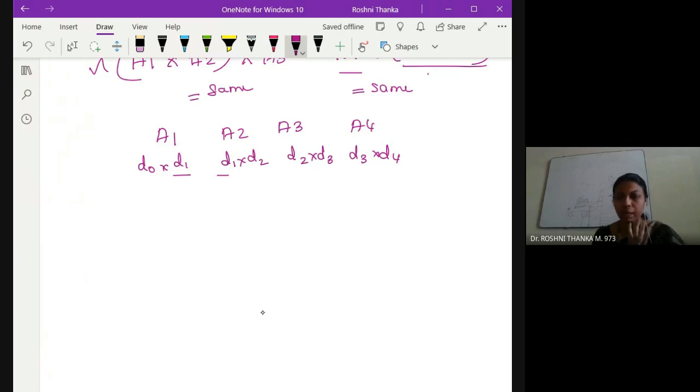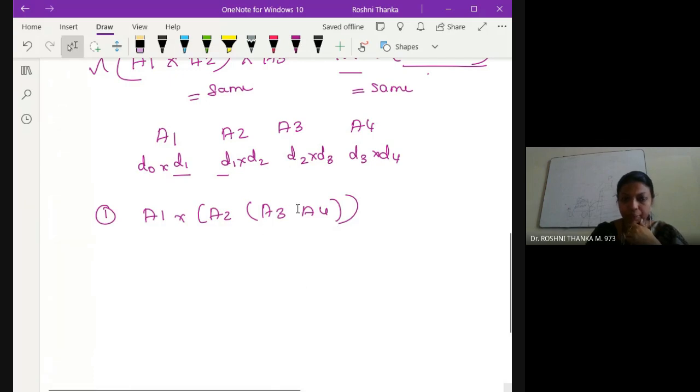So now, when I have four matrices, what are the different combinations I can have? Here, I can have five combinations. For example, I can do it like this: A1 into A2, and then A3, A4. This is one combination. What does it mean? First, A3 and A4 will be multiplied. The result we get from there will be multiplied with A2, and the result of that together will be multiplied with A1. That is the first combination.